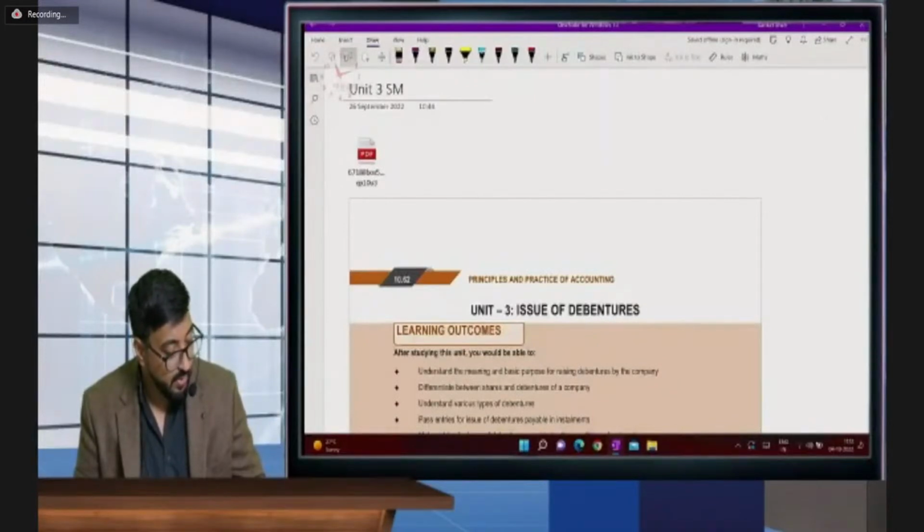Dividends are usually paid as a percentage of share capital. Yes, I will tell you dividend percentage.